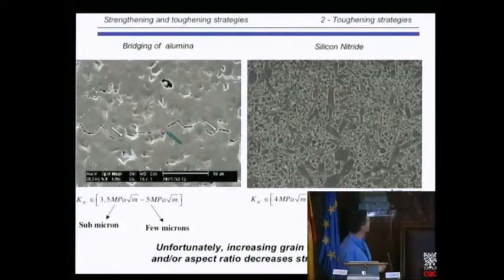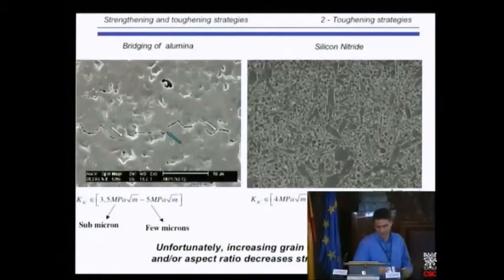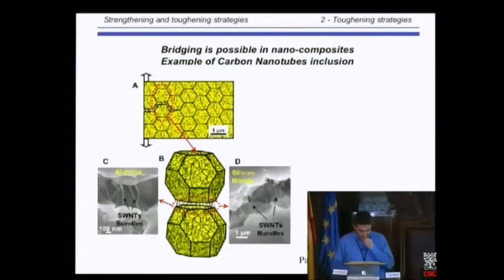Let's talk about K1C. For submicron alumina, nano alumina, we only reach 3 to 3.5 megapascal square meter. For large grain size alumina, you obtain a few more. So toughening is increasing with grain size. So I would say for the nano ceramics, unfortunately, increasing the grain size and/or aspect ratio will decrease the strength since you have large grains.